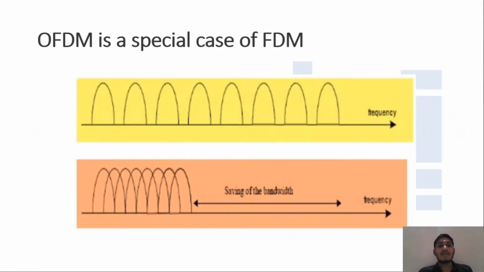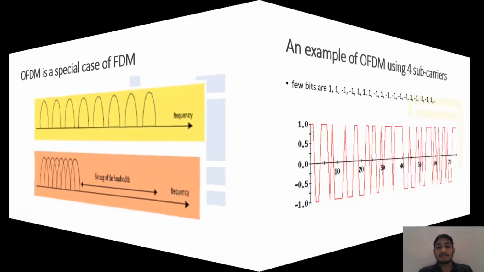OFDM is a special case of FDM. The first figure shows the FDM signal and the second one is the OFDM signal, where the subcarriers overlap each other, so it is saving bandwidth.